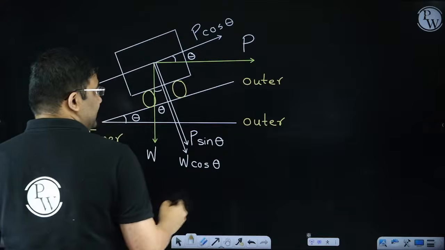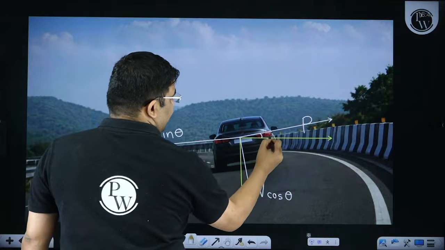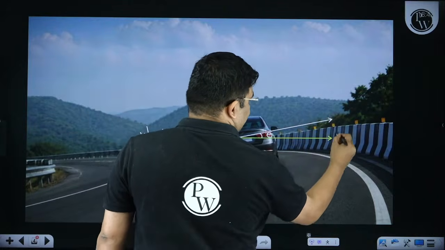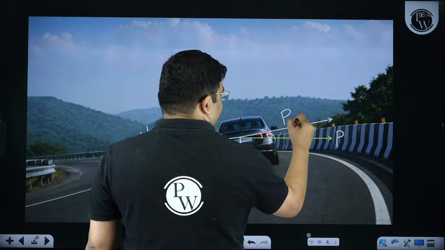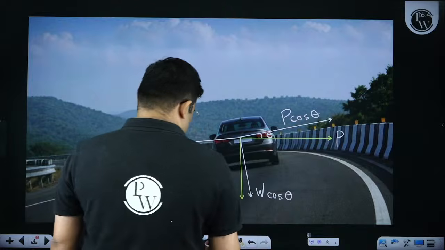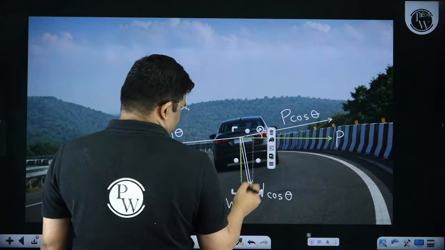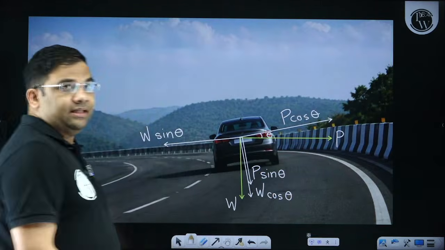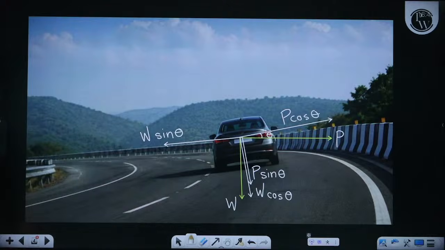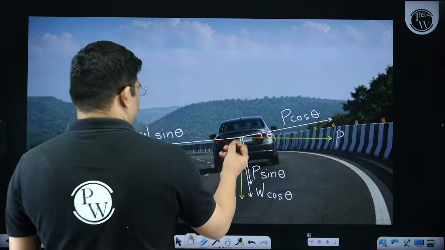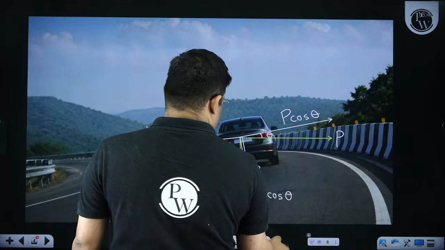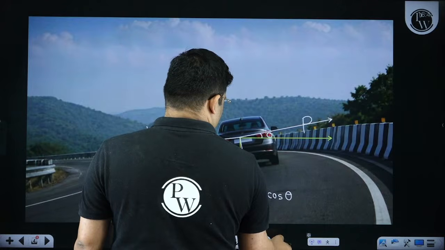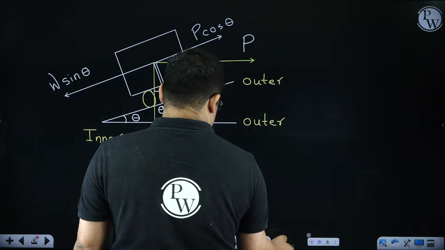Since this angle is theta here, what will happen? This is P, the centrifugal force. Along this direction there will be P cos theta, and then another component will come like this, and this will be P sin theta. So now things have changed a bit. I'll just incline this a little bit more.